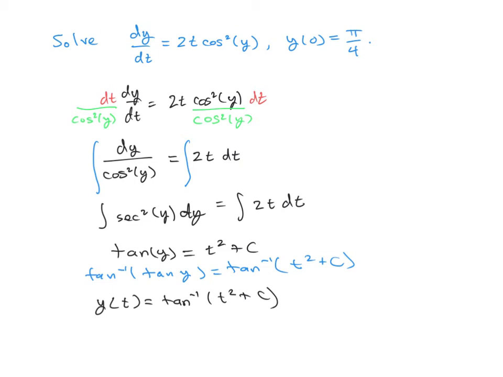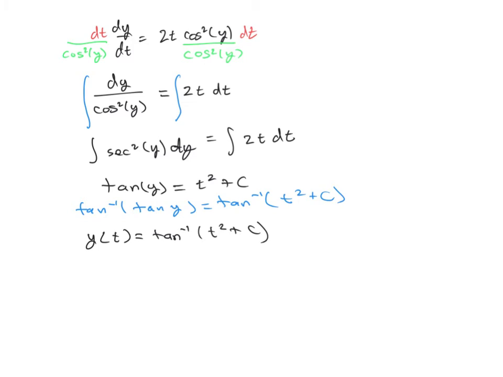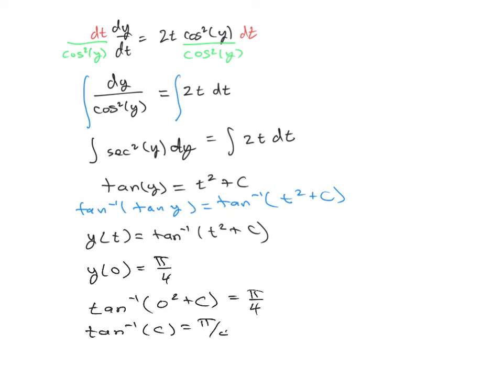Now to go ahead and find our initial value problem, we know that y of 0 is equal to pi over 4. Therefore, we're going to have the inverse tangent of 0 squared plus c equals pi over 4. So tangent inverse of c is pi over 4.